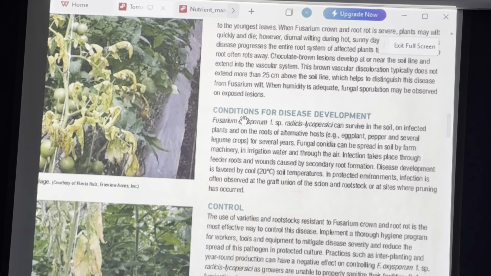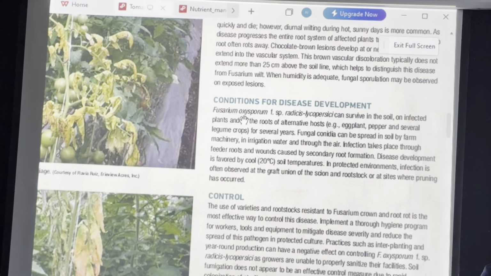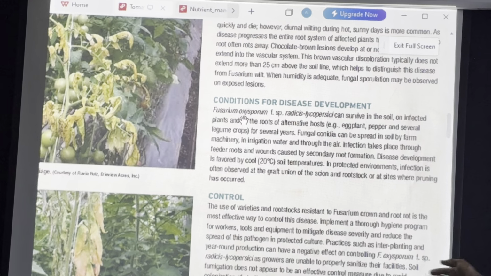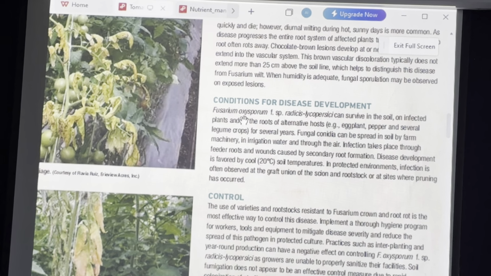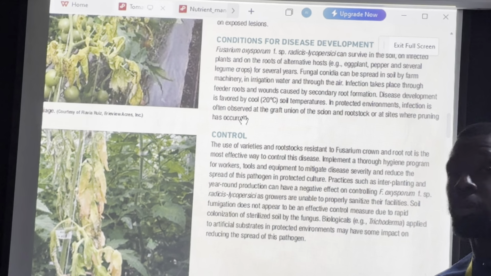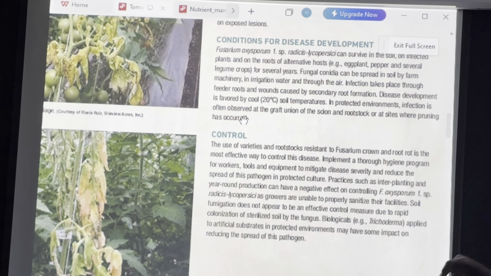And if you are not practicing crop rotation, that is, you are planting tomato or another solanaceous crop and then planting another solanaceous crop for another cycle, you can transfer the disease from one crop to another. Control: use varieties or rootstock resistant to Fusarium crown and root rot. That is, having knowledge of the kind of tomato that you are planting, making sure that the tomato you are planting is resistant to Fusarium crown and root rot.